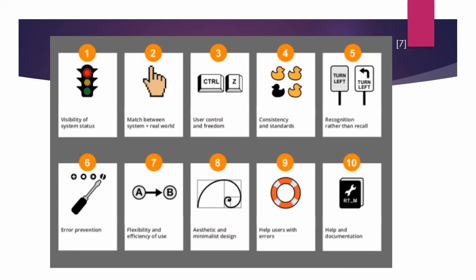Consistency and standards. So you've got these ducks, but you've got one that's a different color, one that's facing different. So you can see that this one is maybe different from the other ones. For turning left, it shows you the arrow. That way, if you're one of those people that can't figure out your left from your right, this will show you the direction to go. For error prevention, we've got a way to change things and fix them.